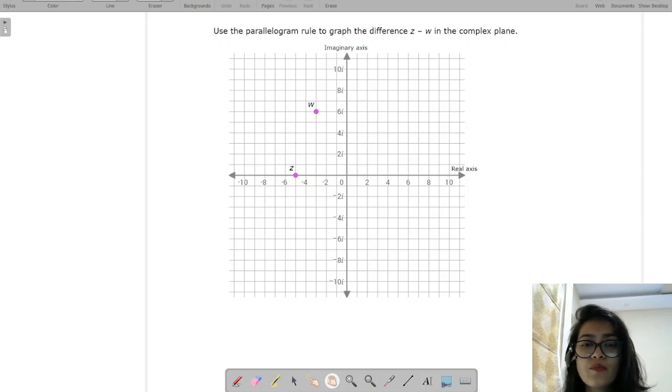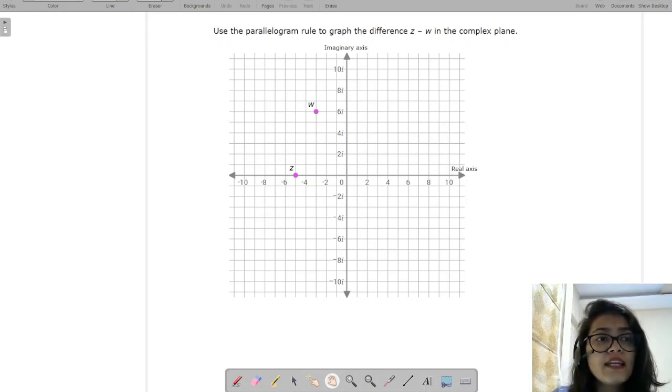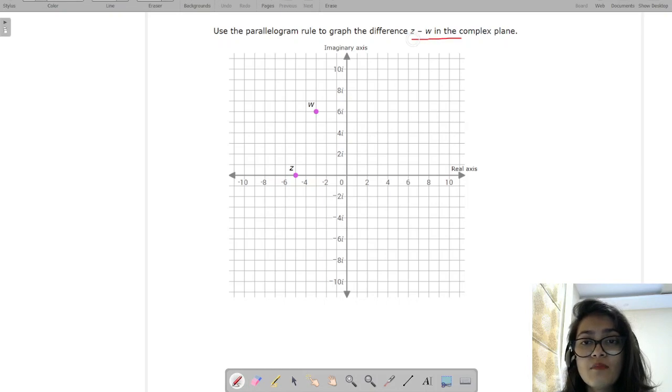Hello everybody, welcome to the next video of A plus calculus, and in this video we're going to do a problem on subtraction of two complex numbers in the complex plane. So in my previous video I talked about how to subtract two complex numbers in the complex plane. And we are going to be using parallelogram rule only that we used while doing addition.